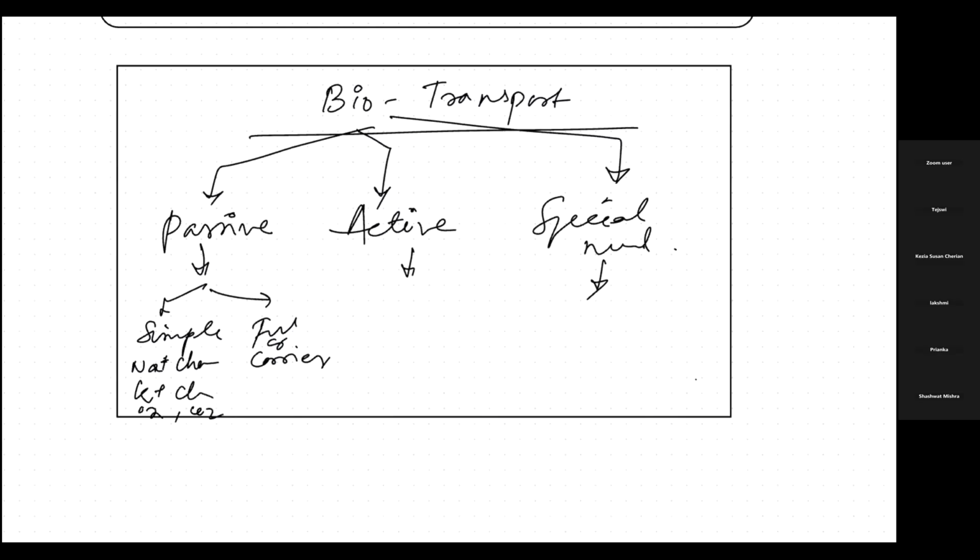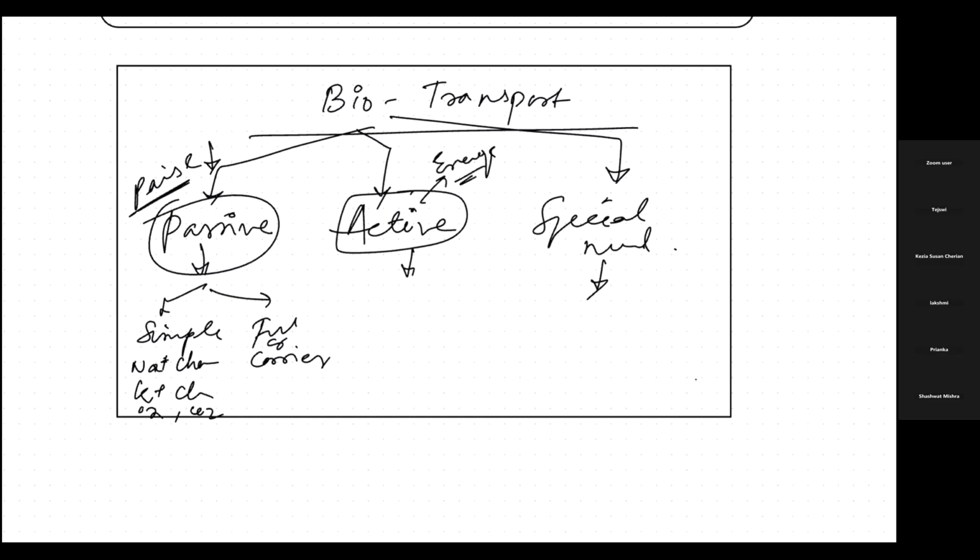Another one is facilitated or carrier transport, where protein carriers and so on are needed to take the thing, but there is no expenditure of ATP. Paisa nahi lagega. No expenditure of ATP. If we are talking about active, here definitely there will be expenditure of energy. We have to expend some energy. Now this active is also of two types. First one is primary active transport and the second one is secondary active transport.